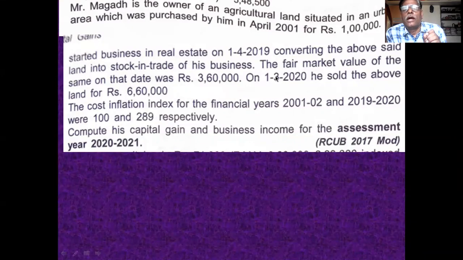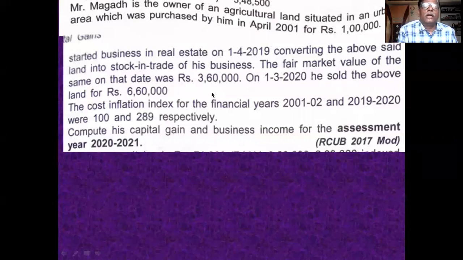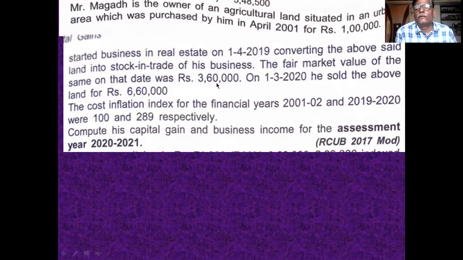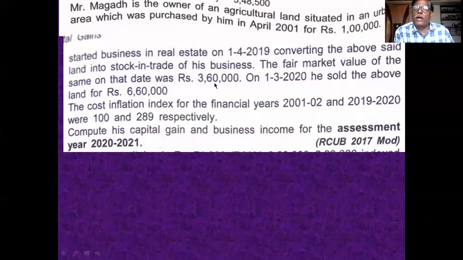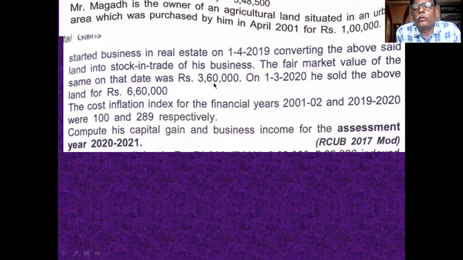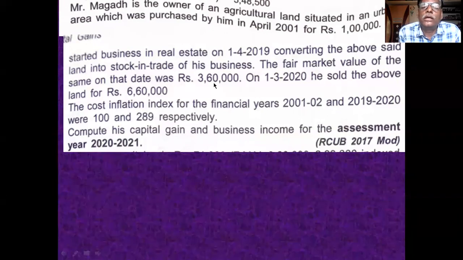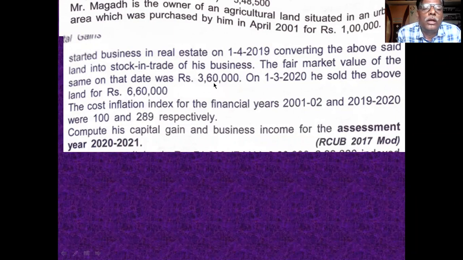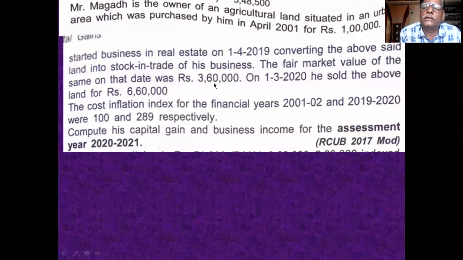And the fair market value of the same on that date was rupees 3,60,000. Okay. So you remember this. For the business, he converted the land. The 1 lakh rupee land is converted into stock in trade and its value on the date of conversion is 3,60,000. And on 1/3/2020, he sold the above land for 6,60,000.